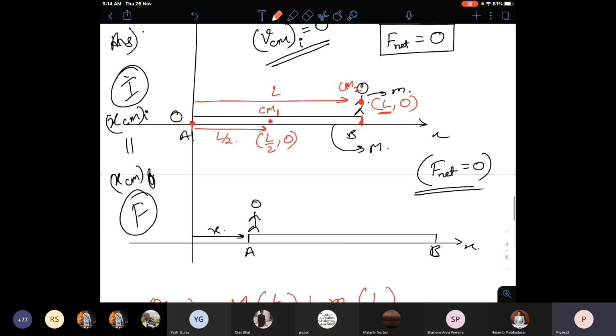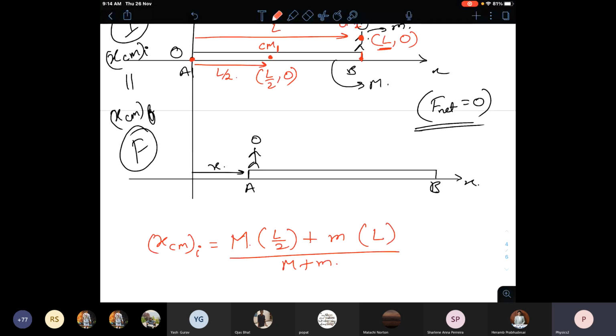So that is why now I can write m1 x1 plus m2 x2 upon m1 plus m2. That is this. So this is the x coordinate of center of mass initially. Let's keep it, no problem, just keep it in mind. Now let's calculate center of mass final.